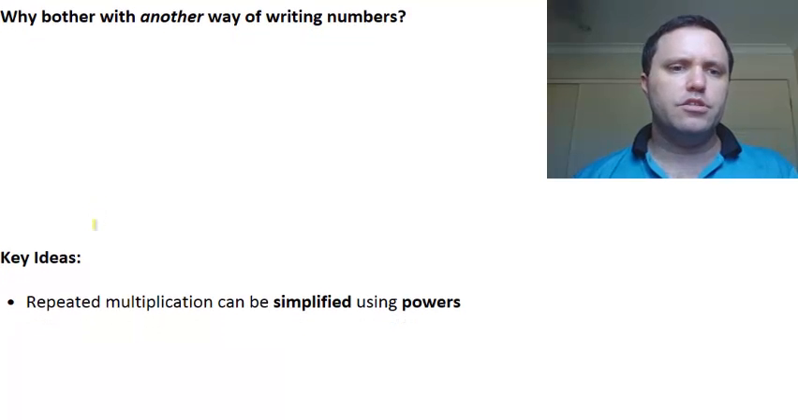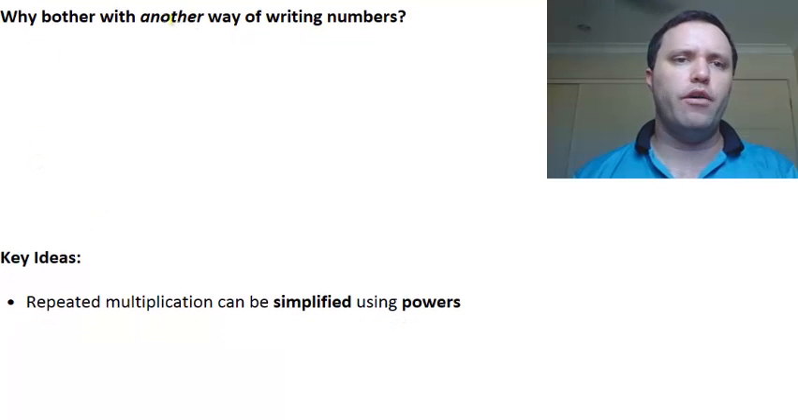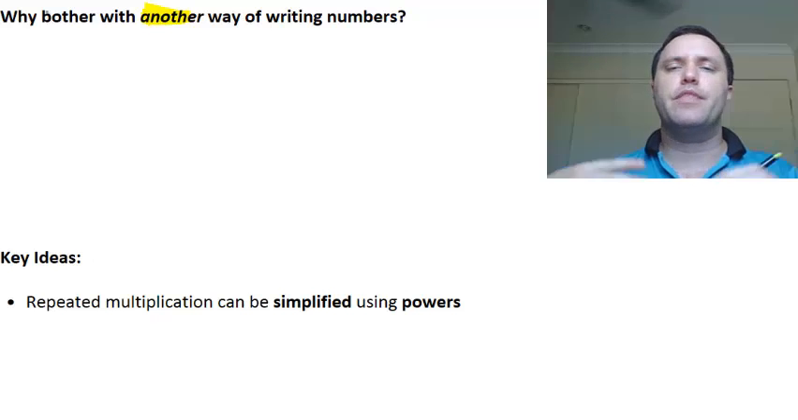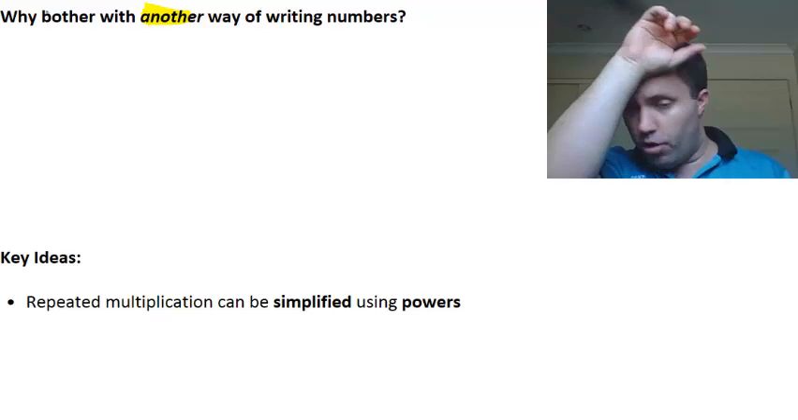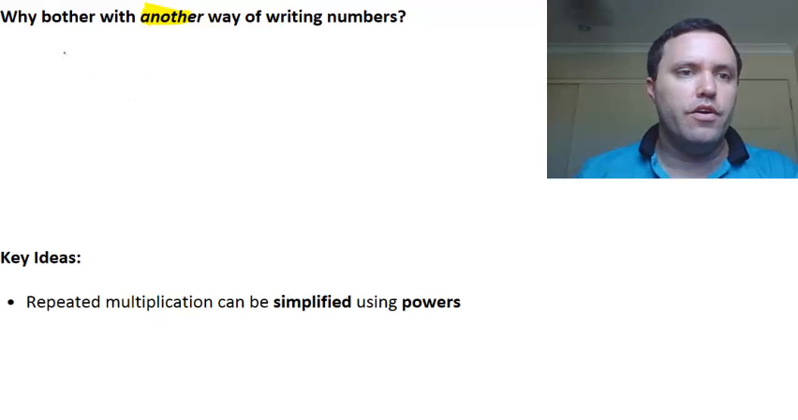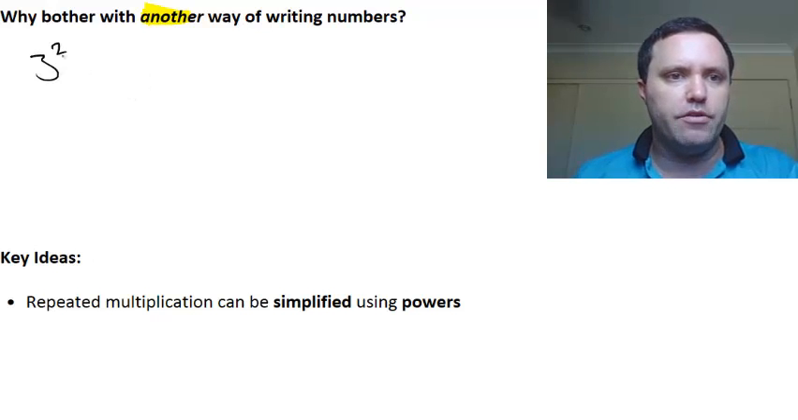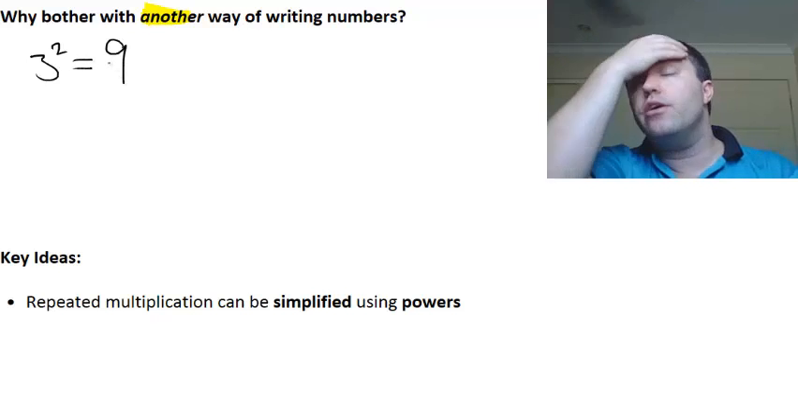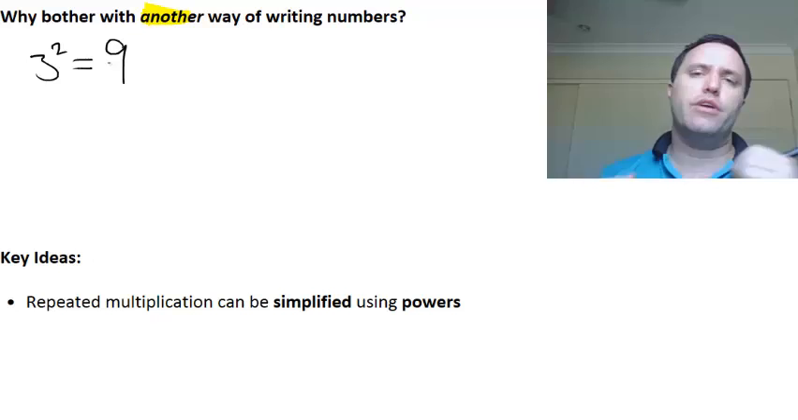Okay. Good, so we've got a good question of why bother with another way of writing numbers when really numbers with indices are just the same as another normal number. Like you might already know that the number 3 to the power of 2 is the same thing as 9. So if we can write 9, why bother having this 3 squared thing?